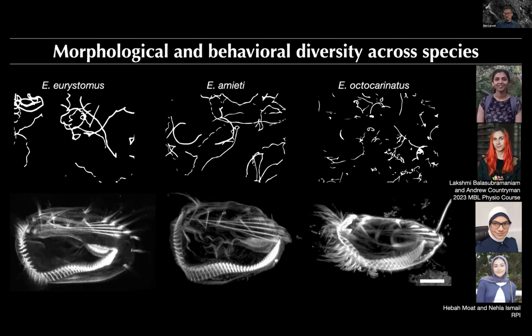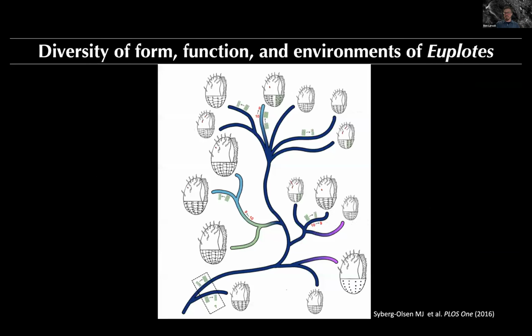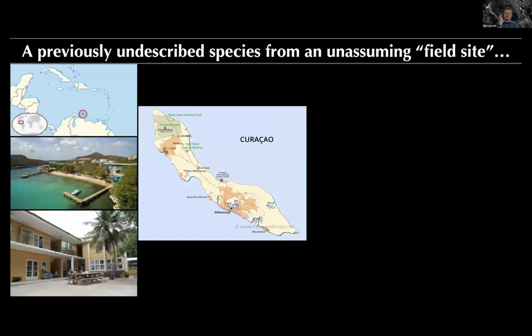So this kind of comparative work takes us out into the field to look at different species of Euplotes, the different environments they live in, and how they navigate those different environments. And so today, the real meat of this talk is going to focus on an adventure that stemmed from this work of going out into the field and finding new species of Euplotes.